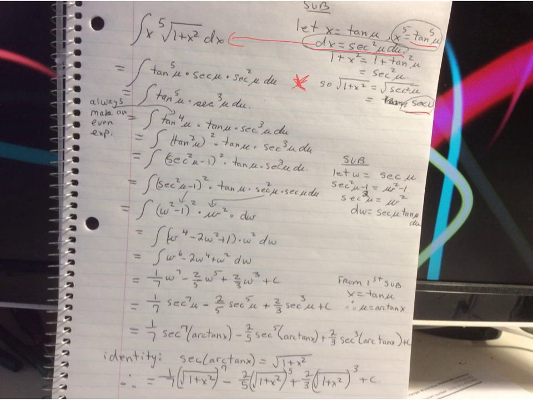So that was the whole idea behind making it tan to the 4th, is that then I'm able to write it as tan squared times tan squared, and that's the important part there. So that's usually the goal when you're doing these. So I'll let you have a look through this.